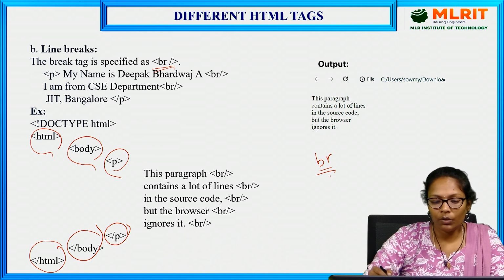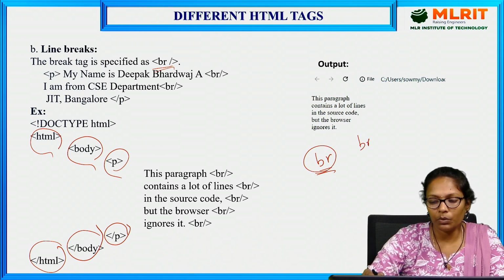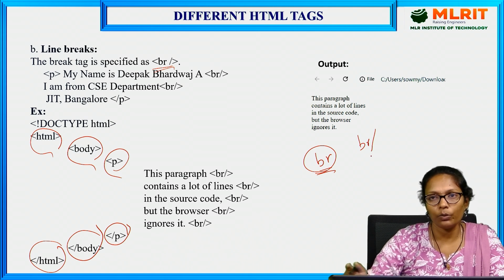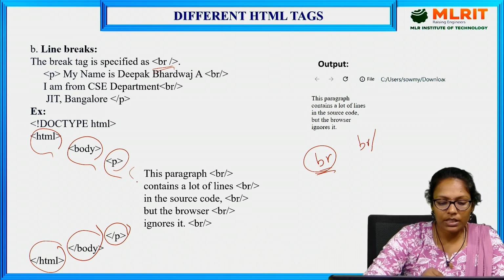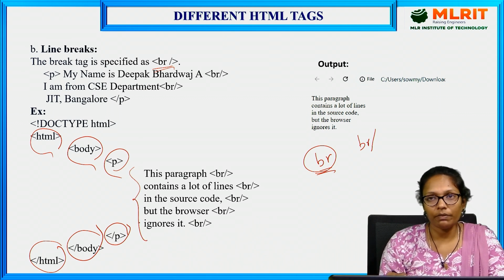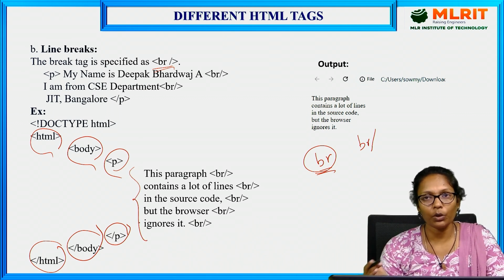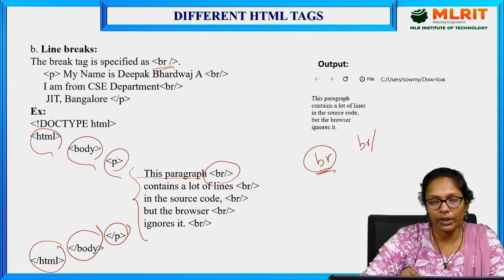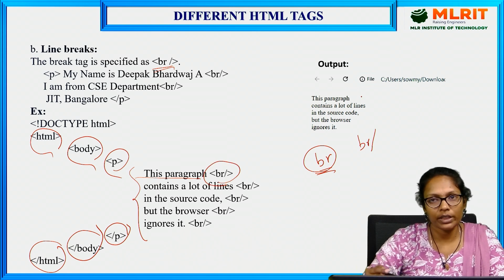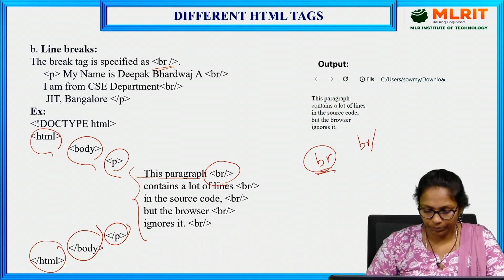If you don't have a closing tag for this, then generally it will be used like this, BR followed by a slash. Previously, in the paragraph we wrote 5 lines of text, but in the output we got only a single paragraph, a single line. Now I want to get all the 5 lines as 5 lines only. Then after completing each line, you have to write the BR tag so that it will come to the next line. That is the break tag.